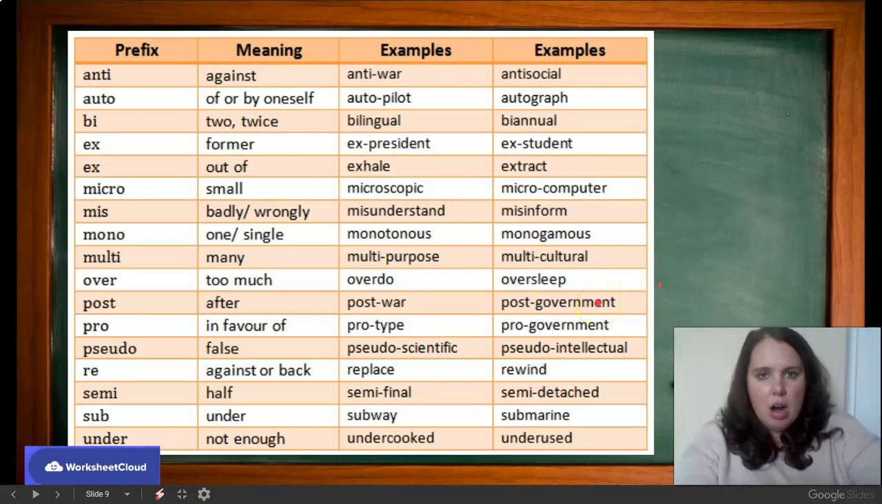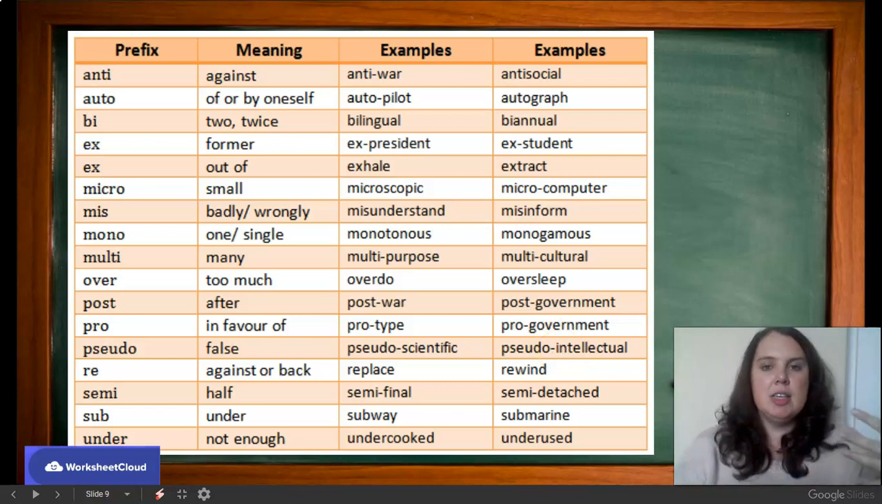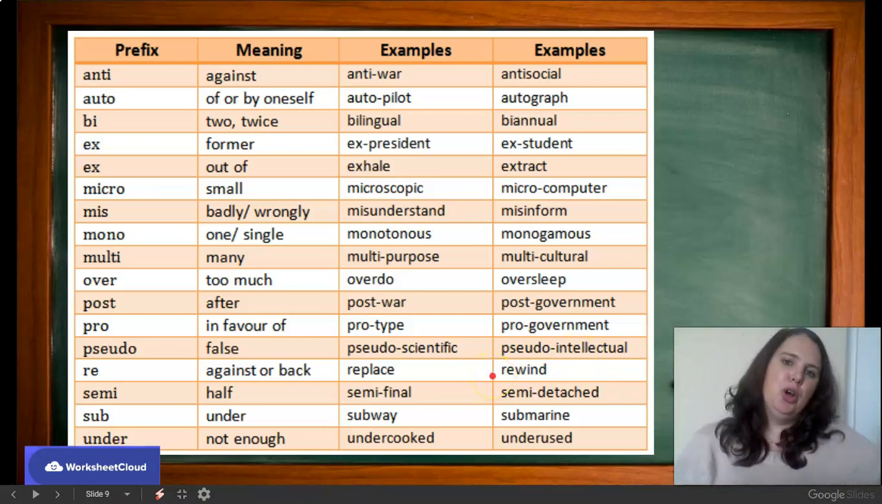Post-government, so after the government. Pro-government, so that means that you're very positive about the government. Pseudo-intellectual, so this is someone who is falsely coming across as this intellectual or this expert, but they actually maybe don't have any qualifications to back up what they're saying. To rewind, so to go back.